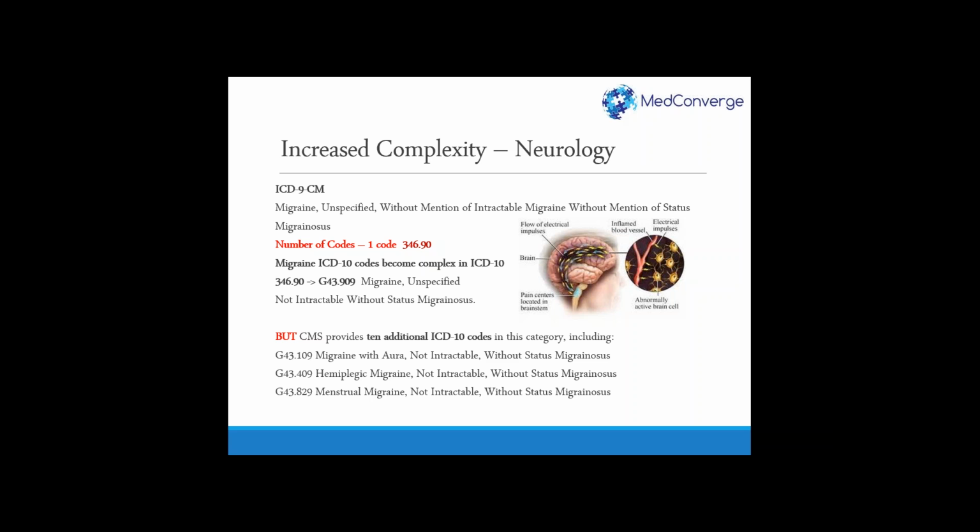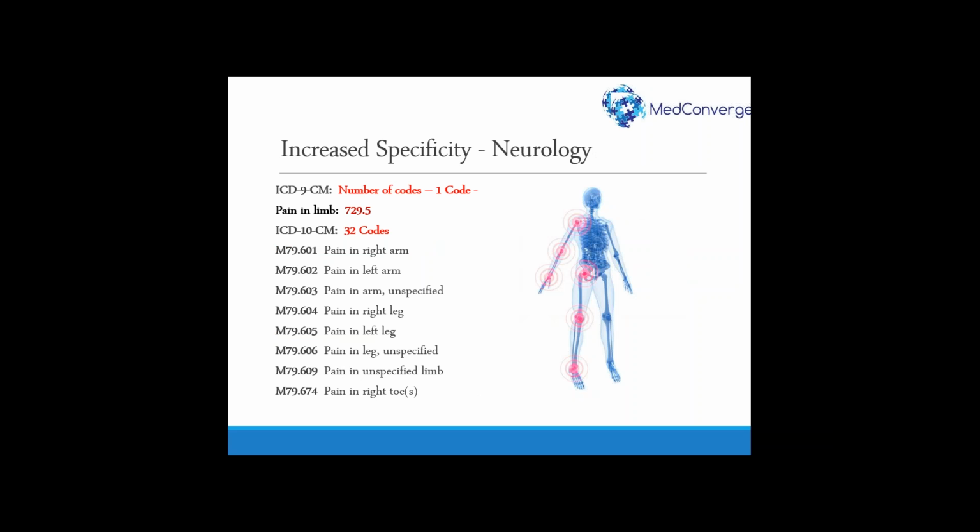The only other detail we could include was probably whether it was intractable or otherwise. But now that one code has become 10 additional codes and it defines whether the migraine is with aura, whether it's a menstrual migraine, hemiplegic migraine. So pretty much all the manifestation symptoms and everything that goes with migraine is defined. So when you do your dictation or documentation or put it in your EMR, you need to mention all the coexisting conditions or causalities. Okay, increased specificity.